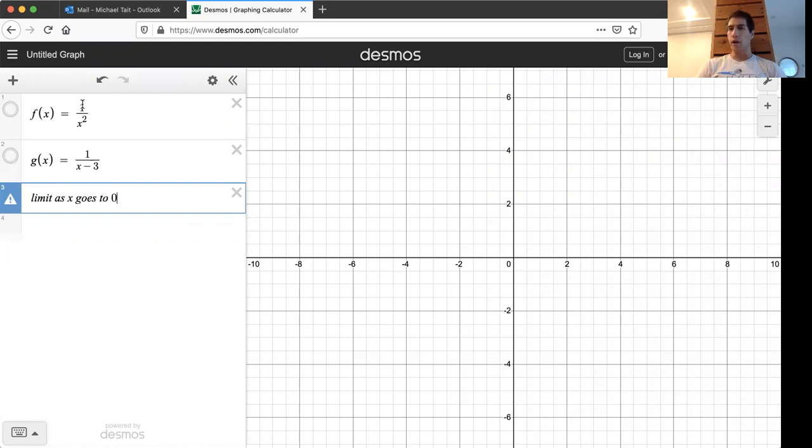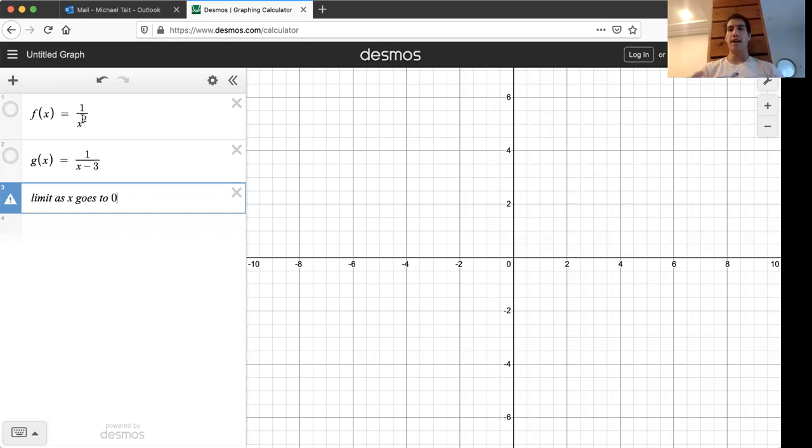The numerator is 1, so it's a rational function. The numerator is 1, so that doesn't change. And then the denominator is x squared. First of all, the function's not defined at 0. If I plug in x equals 0, I get something undefined, so 0 is not in the domain of this function.